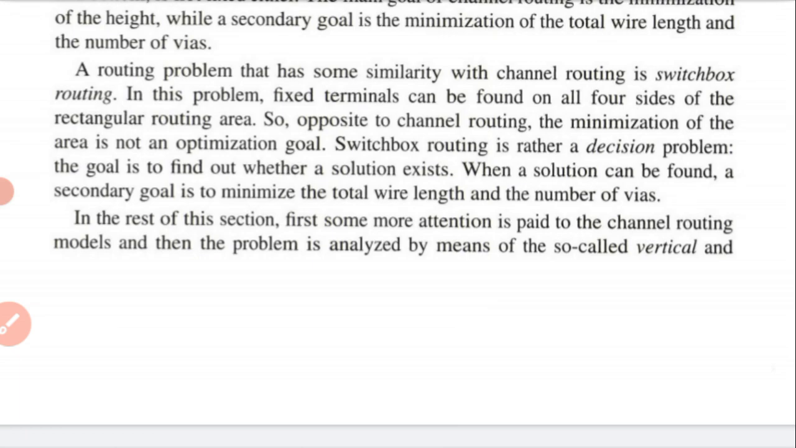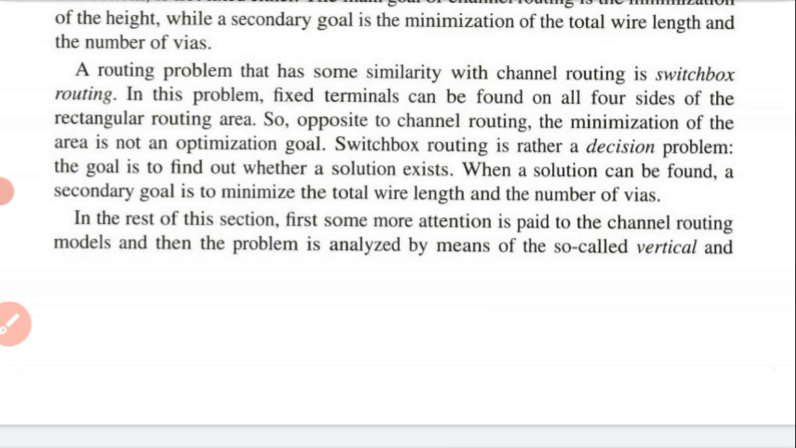What about the channel routing? Normally in channel routing, the top and the bottom are fixed, and on the right and left we can place floating terminals. Apart from channel routing, another one similar to that is the switch box routing. Just keep that in mind.